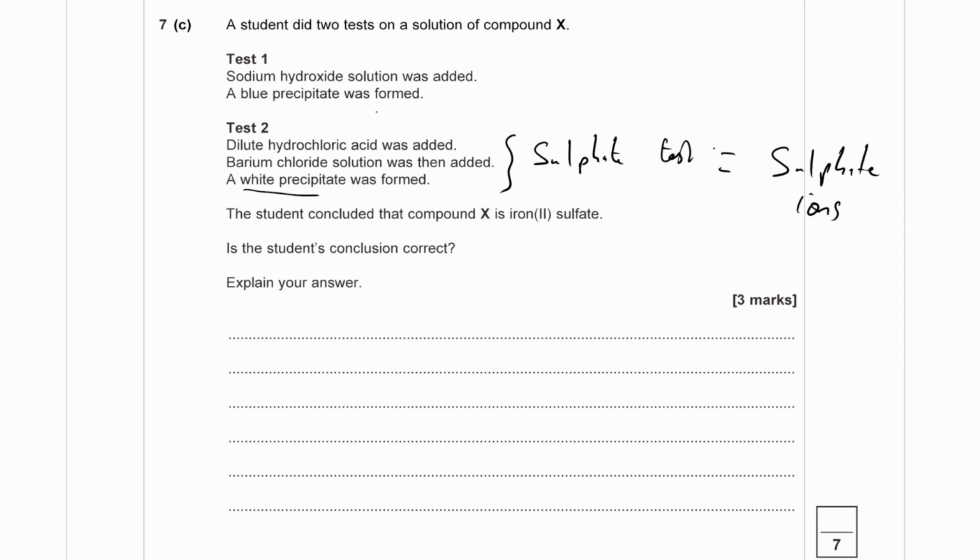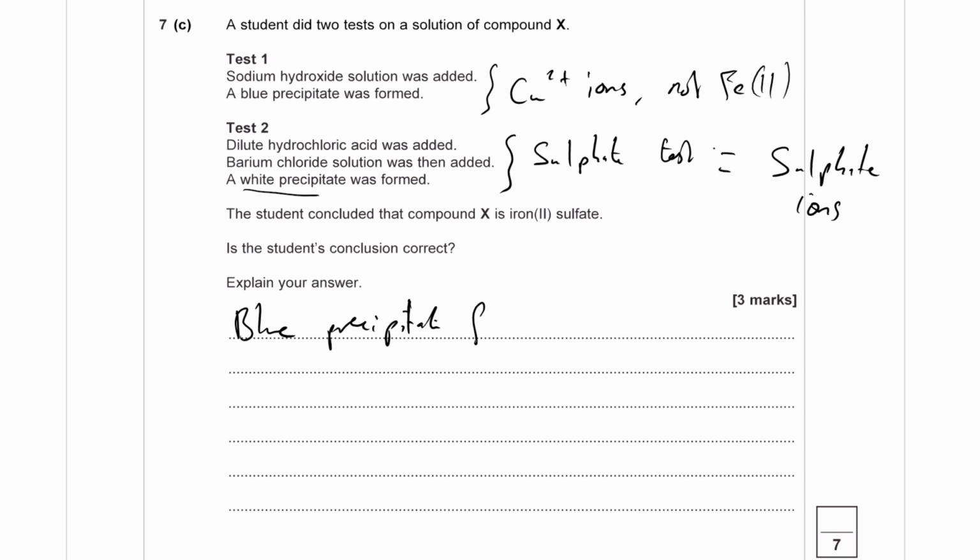Now the sodium hydroxide test is a test for metal ions. This will give different colours depending on the metal. For example, aluminium is going to give you a white colour. Iron 2 gives you a green colour. Iron 3 is going to give you a red-brown colour. The blue colour is formed from copper 2. So this actually tells us that we probably have copper 2 plus ions, not iron 2.